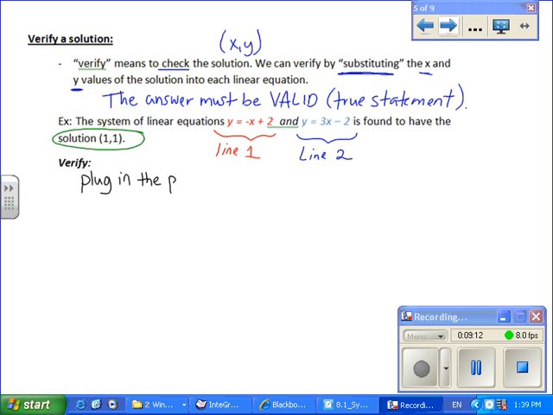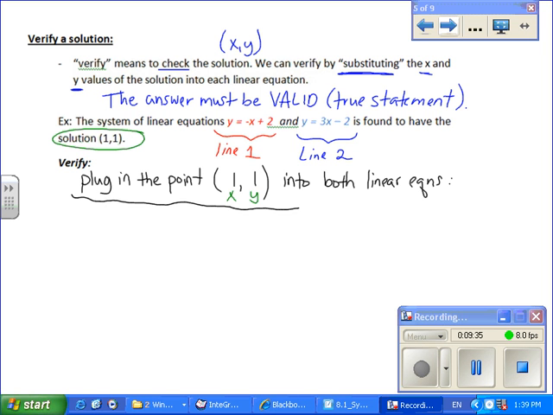So to verify, I'm going to plug in the point (1, 1), because that's my solution. That's when x equals 1 and y equals 1, into both linear equations. In other words, I'm just going to check this point out in both of my lines. So let's check line 1.